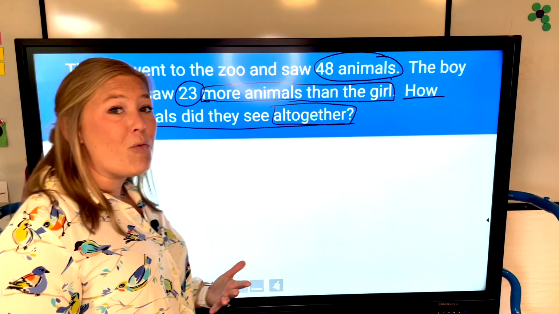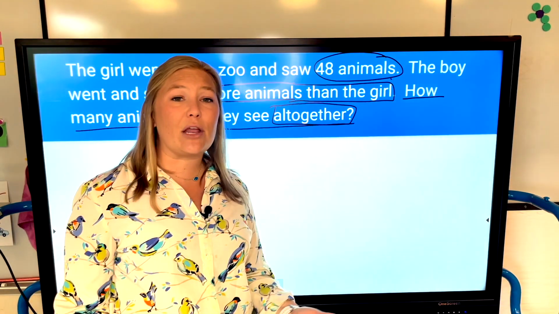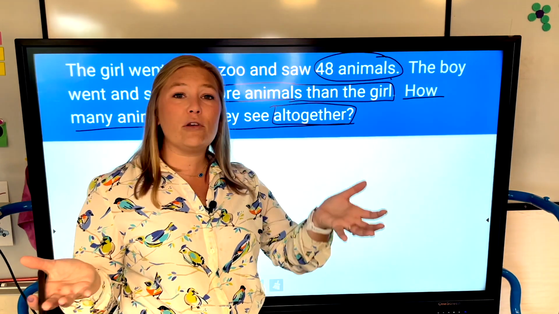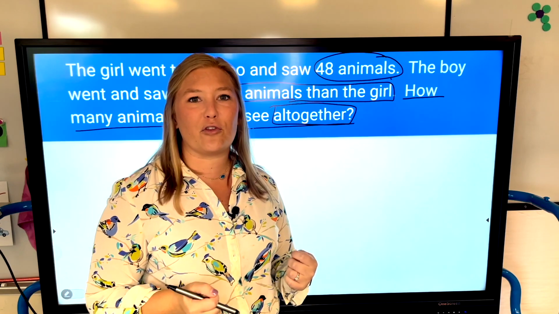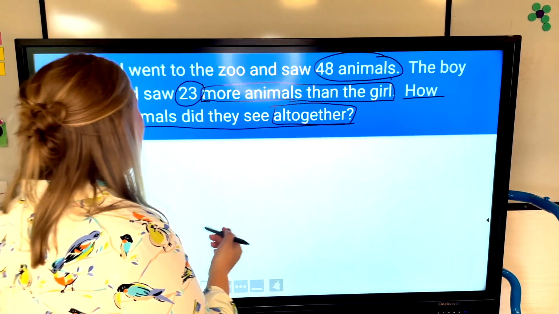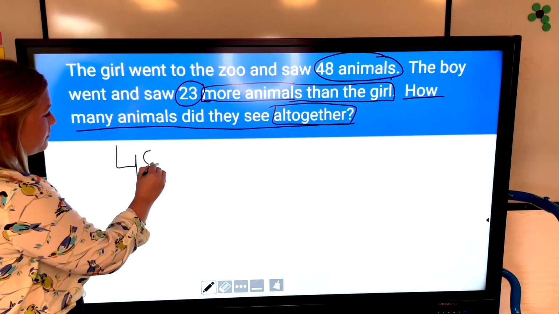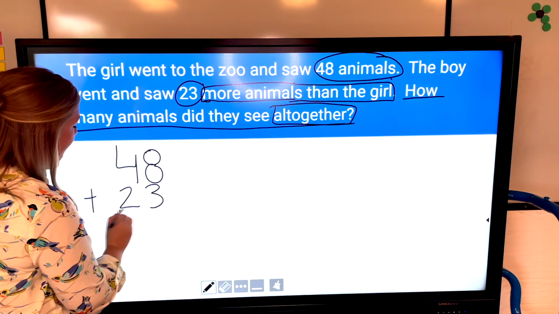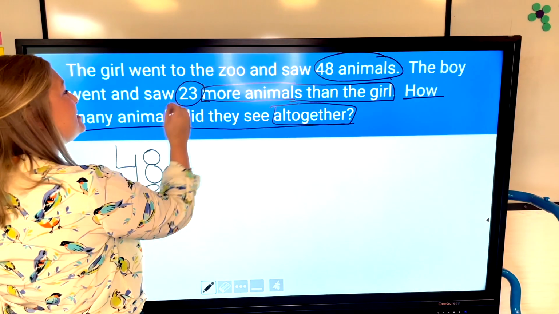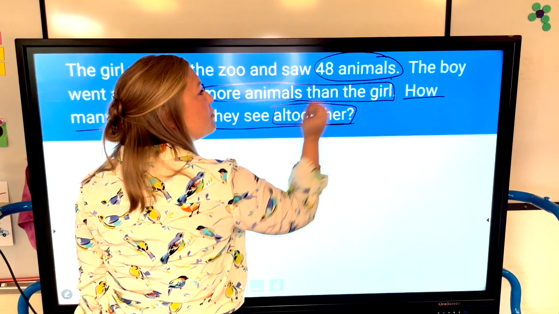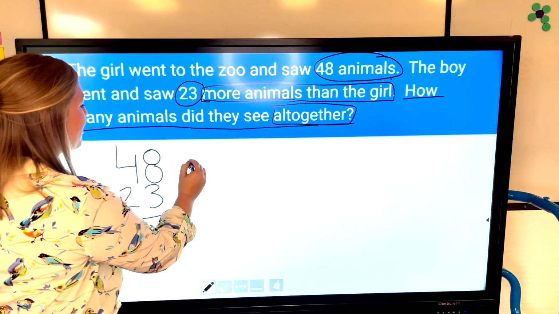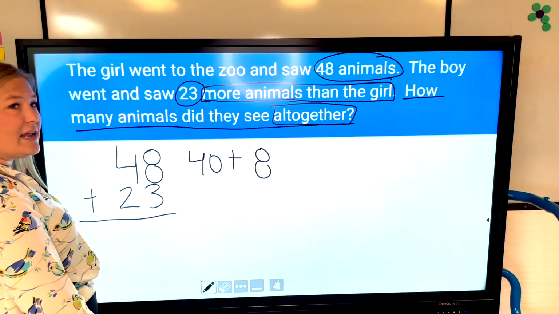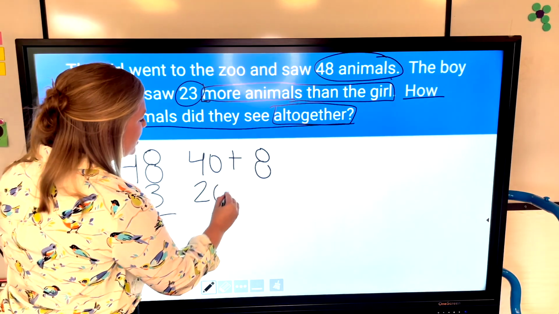So what they want us to do is we need to find out first how many animals the boy saw. Then we can take the animals the boy saw and the animals that the girl saw and put those two together to get the answer to the question. All right, let's get started. So first, I'm going to take 48, which is how many animals the girl saw, plus 23. I'm adding these two numbers together because we know that the boy saw 23 more animals than the girl. All right, I'm going to use my expanded form method for this one. So I break apart the number 48 to 40 plus 8, and I break apart 23 to 20 plus 3.